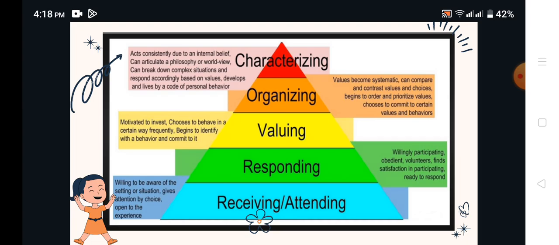Next, the second one is responding. It refers to active participation on the part of the student. At this level, he not only attends to a particular phenomenon but also reacts to it in some way. Learning outcomes in this area may emphasize acquiescence in responding, or reads beyond assignment, or satisfaction in responding, which is the reads for pleasure or enjoyment.